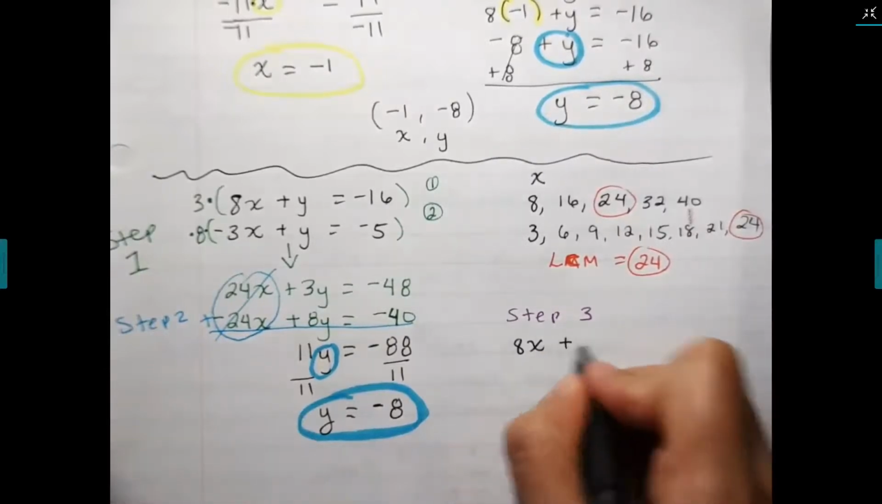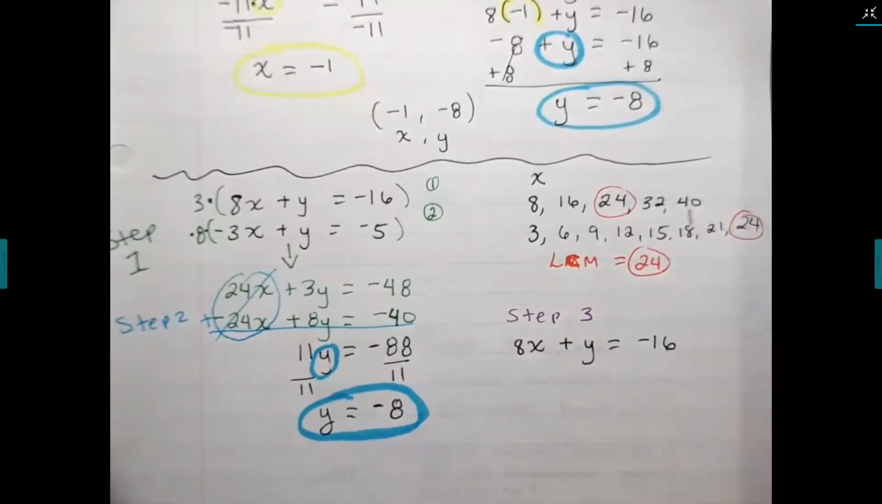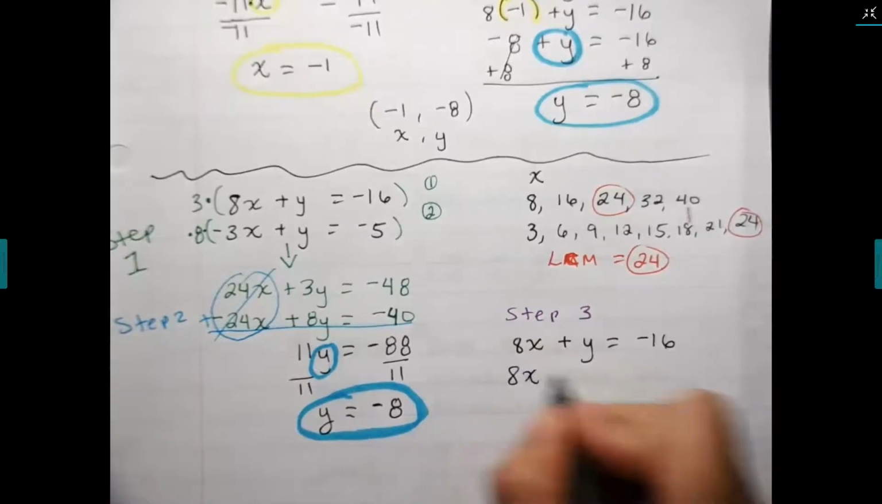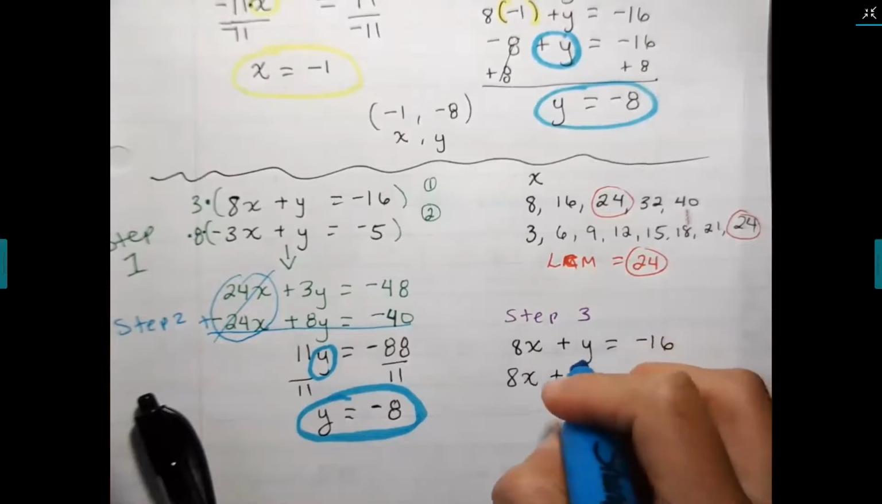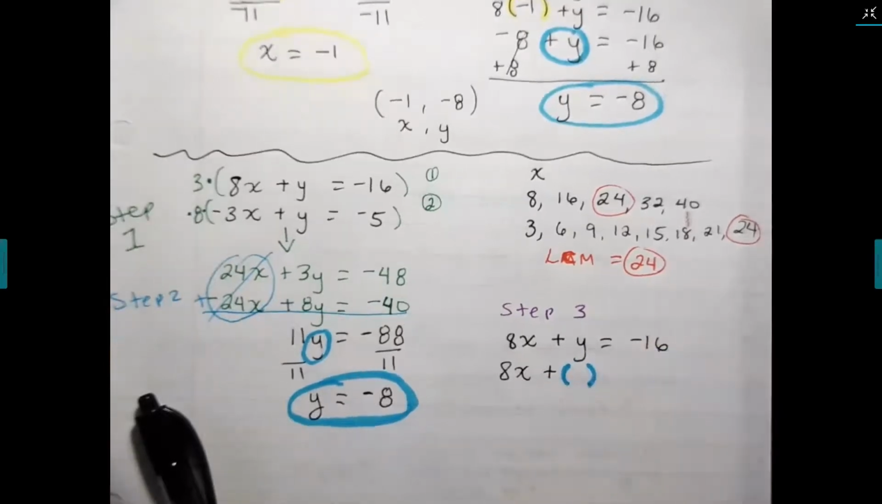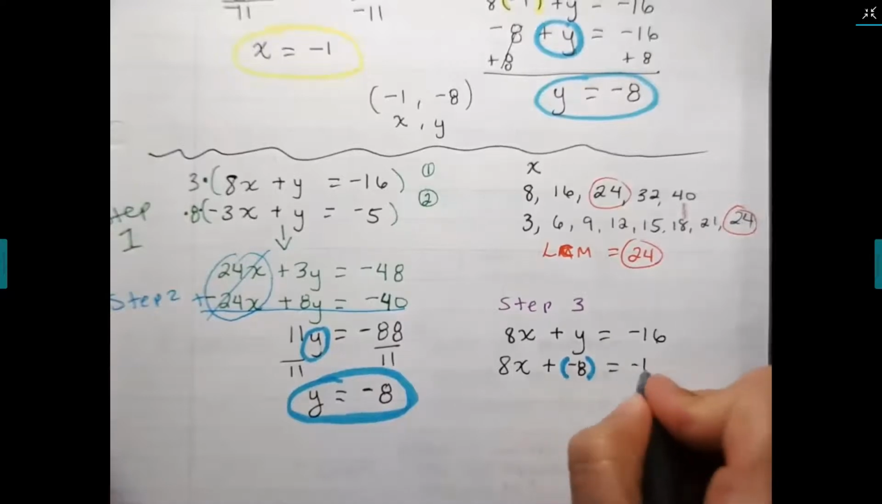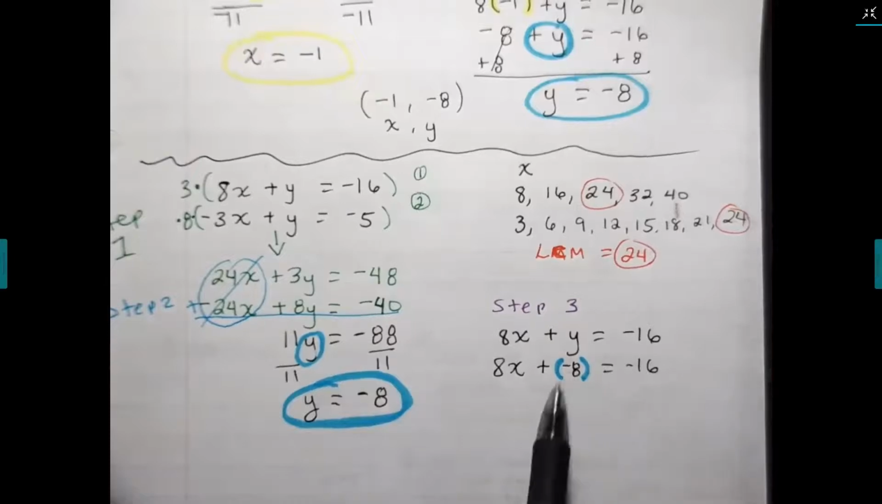8x plus y equals negative 16. Be careful here because the negative 8 is going to be plugged in for y, not x. Okay, so be careful. The 8x, you leave it alone, plus, and I'm plugging in place of y, always use parentheses, equals negative 16. This right here is a little bit messy, so I'm going to clean it up.